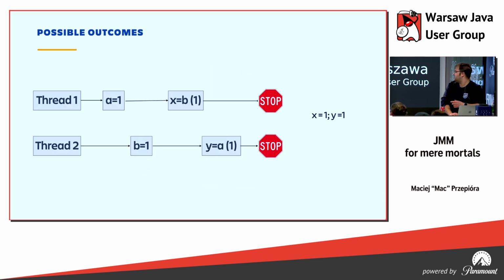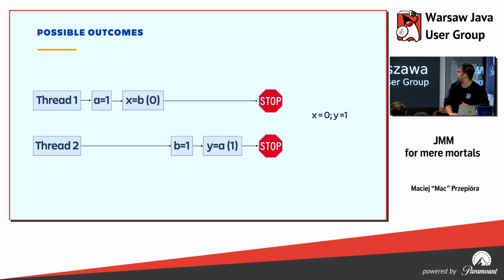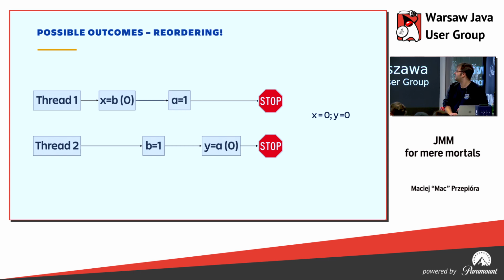Possible outcomes. Well, that's one way the code could execute. We have A equals 1, then the second thread steps in, then we get back to thread 1, and then we get back to thread 2. Or we can have thread 2 execute before thread 1. That's perfectly possible. And then we can have the reordering happen in the second thread as well. Right? Like this.